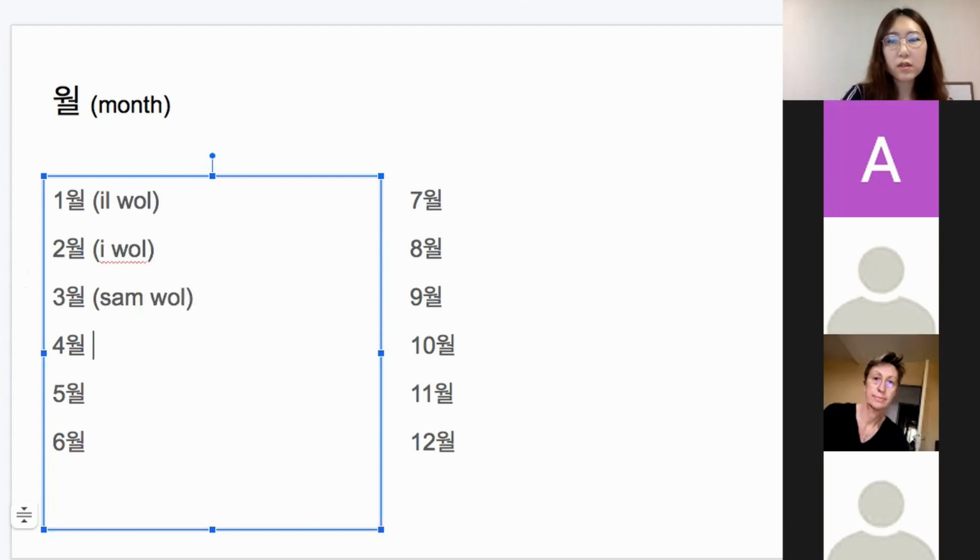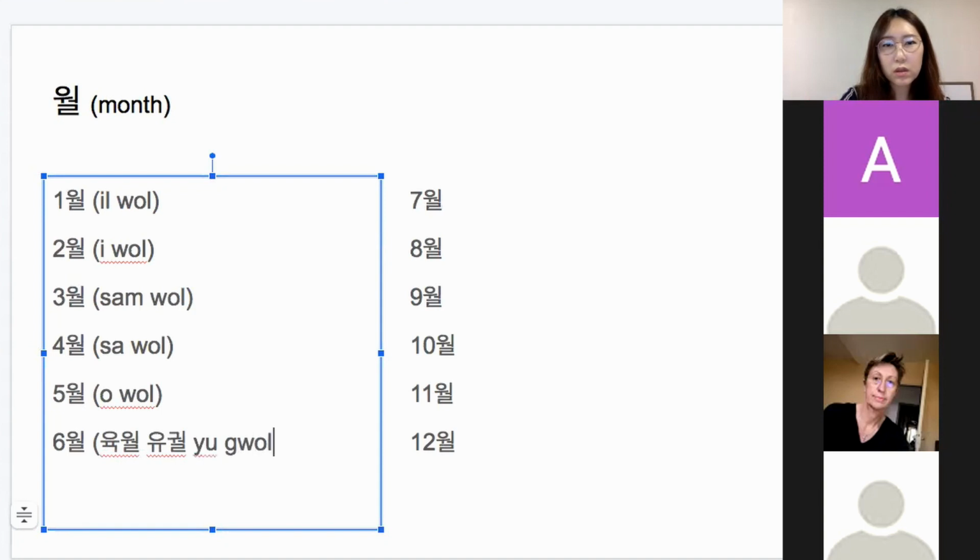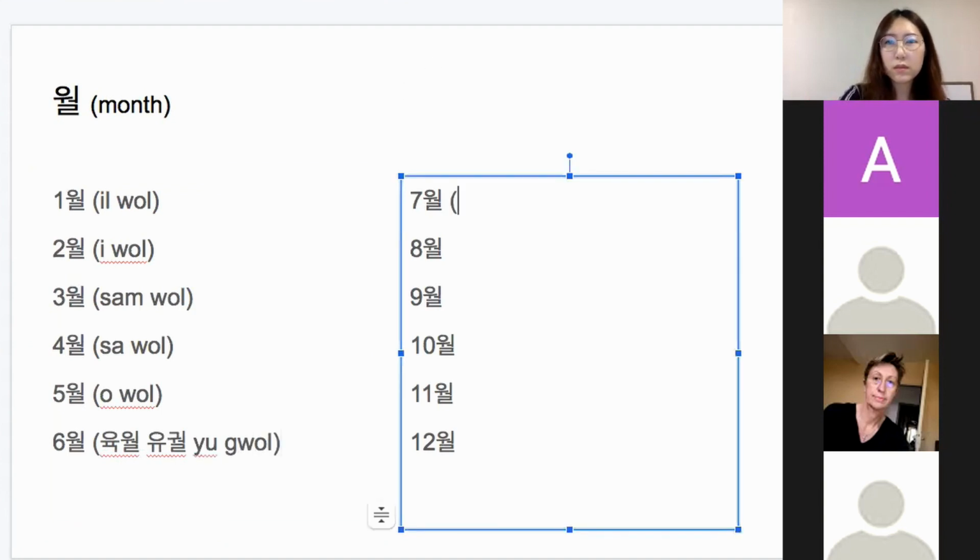3월, 4월, 5월, 6월. But we don't really write it down in Korean for the month exactly. But I think it will sound like 6월. We don't write it down in Korean like this. We write it down like this. So that's why I didn't write it here.